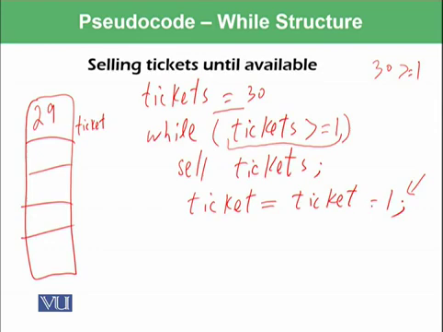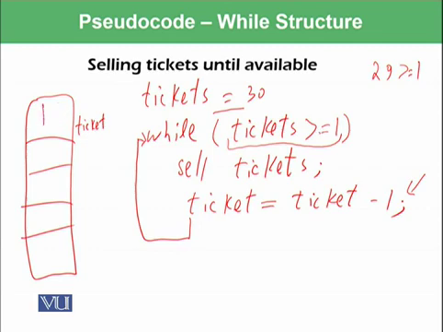Then it will go back again from here to here, and again check the condition: while ticket is greater than or equal to 1. This time ticket is not 30, ticket is 29. 29 is greater than or equal to 1, so the condition is again true, and it sells the ticket, and then ticket is assigned ticket minus 1, and it becomes 28. It keeps on executing in the same way until we have 1.